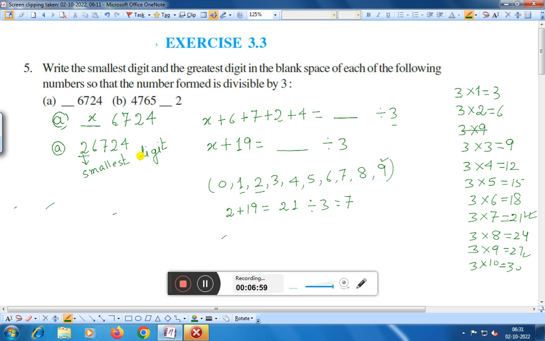That means if we add 19 with 8, the next number is 8. 8 plus 19 is equal to 27, and 27 is divisible by 3, since 3 9s are 27. That means we have to put the value 8. Therefore, the number will be 8 6 7 2 4, and this is the greatest digit.